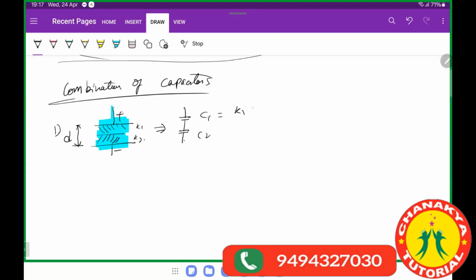C1 means K1 A epsilon naught by D by 2, and C2 is K2 A epsilon naught by D by 2. Here A is the same, the total area is the same.